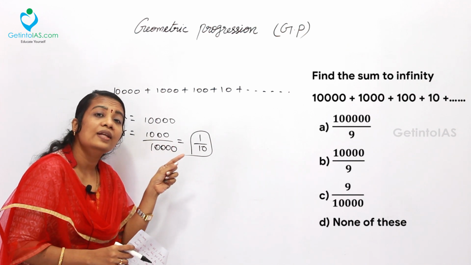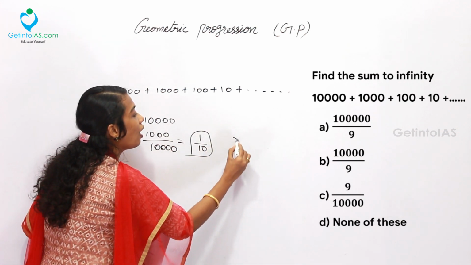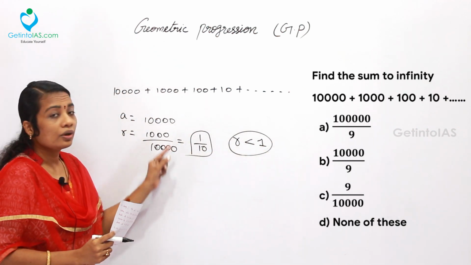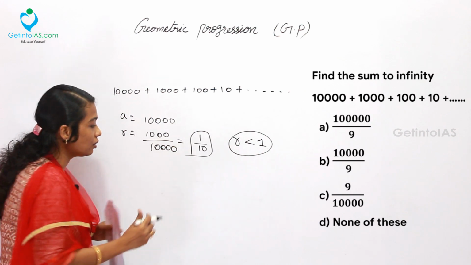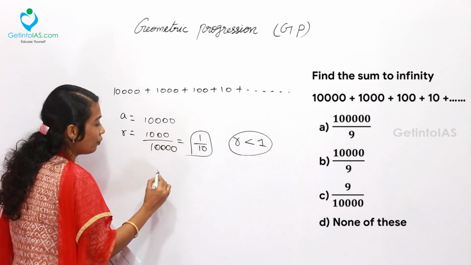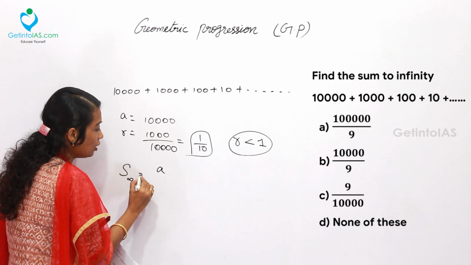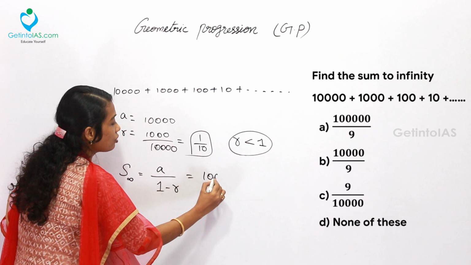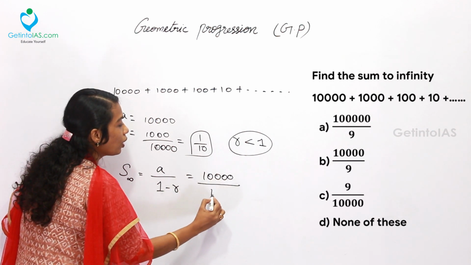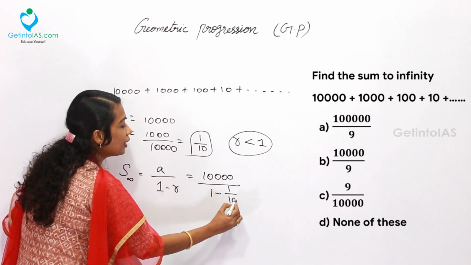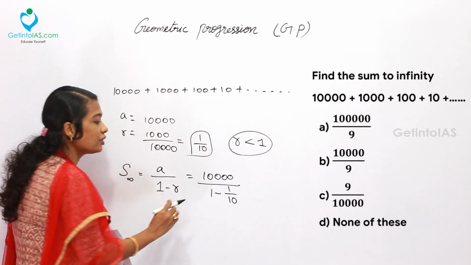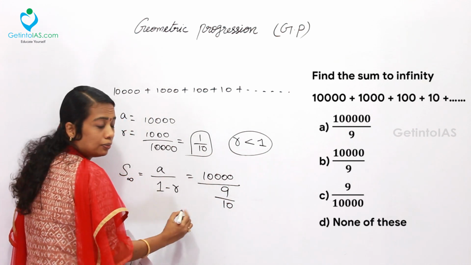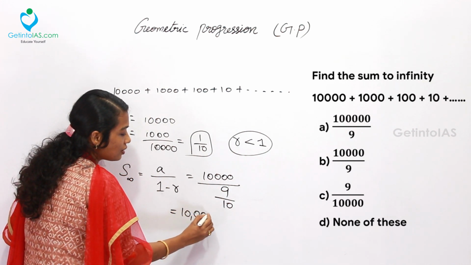1 by 10 is less than 1. So here we can say R is less than 1. Now what to do for the infinite series summation? The formula, when R is less than 1, sum to infinity is equal to A by 1 minus R. What is A? 10,000 divided by 1 minus R, which is 1 by 10. What is 1 minus 1 by 10? Simply 9 by 10.